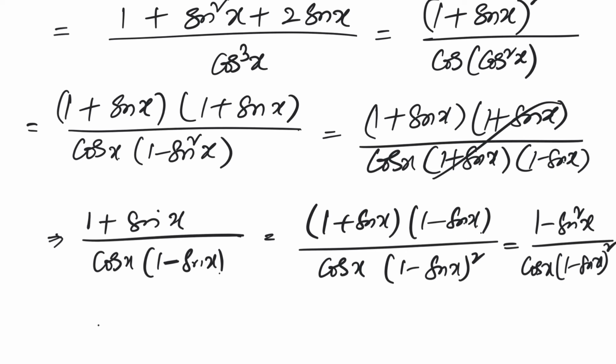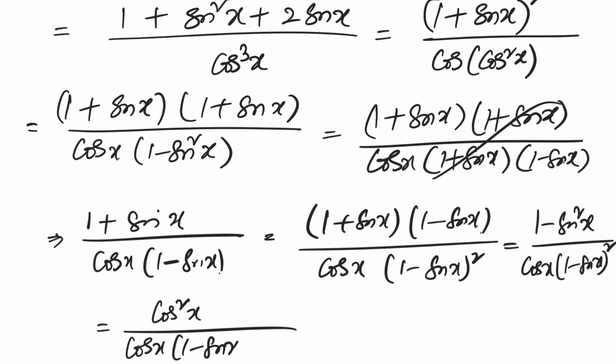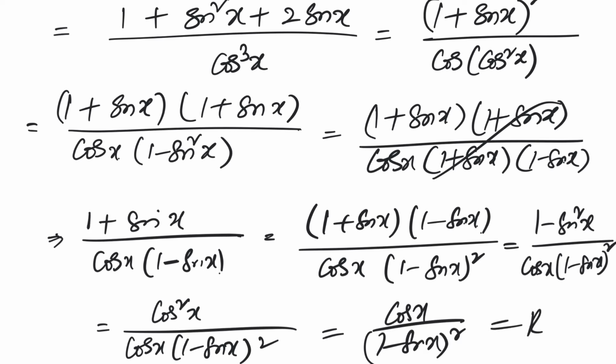What is 1 minus sin square x? Cos square x. Cos square x divided by cos x into (1 minus sin x) whole square, which is equal to cos x divided by (1 minus sin x) whole square. That's what we need to find out. So this is the second method, where we left them in sec x and tan x. In the last step, we converted them into sin and cos.